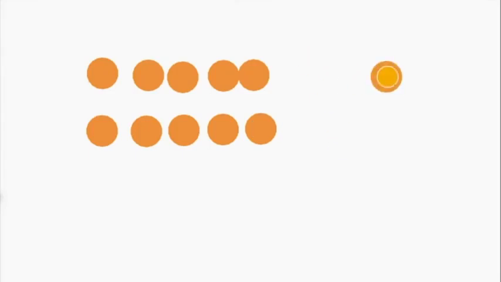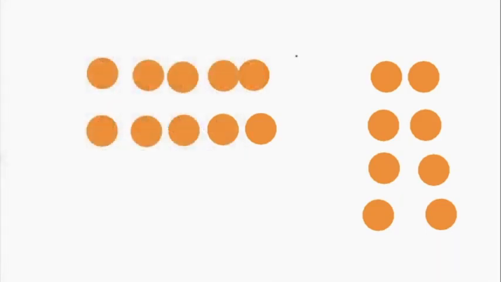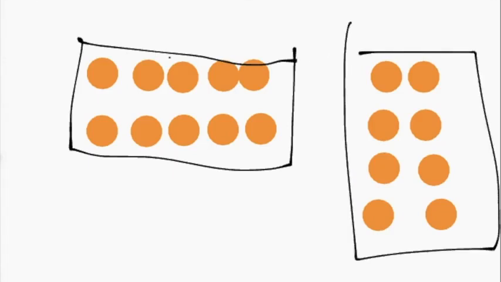We can tell stories like once upon a time there was a child named Kyle, and Kyle loved to bake cookies. Kyle baked 10 cookies on one tray, and he baked 8 cookies on another tray. Here are his 2 trays. How many cookies did Kyle bake all together? 10 plus 8 equals 18.